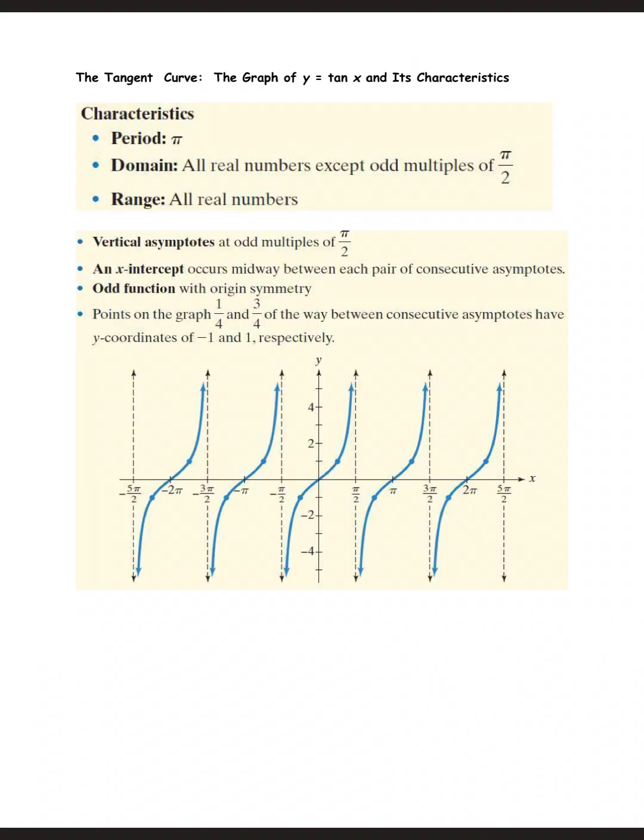Once again, the characteristics of a tangent function: the period is pi, the domain is all real numbers except for odd multiples of pi over 2, and the range is all real numbers. The vertical asymptotes will occur at odd multiples of pi over 2. An x-intercept occurs midway between each pair of consecutive asymptotes, so halfway. It's an odd function with origin symmetry. The points on the graph 1/4 and 3/4 of the way between the consecutive asymptotes have y-coordinates of -1 and 1.